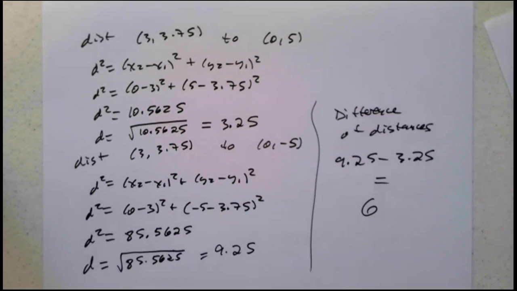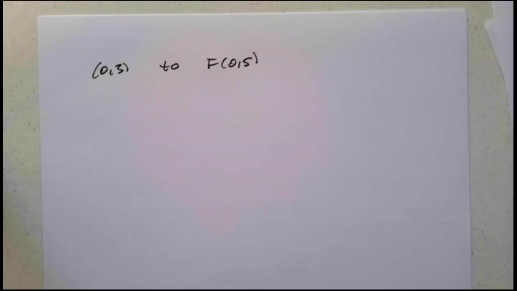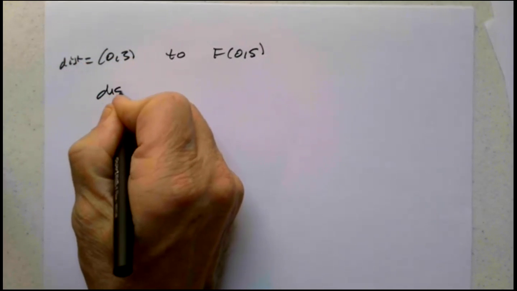So now let's do the same thing with the point (0, 3). And this shouldn't take very long at all. This point is on the graph; (0, 3) is a vertex. So I want the distance from (0, 3) to (0, 5) and from (0, 3) to (0, -5). You see (0, 3), you see focus (0, 5). What is that distance? I hope it's obvious. Distance equals 2.